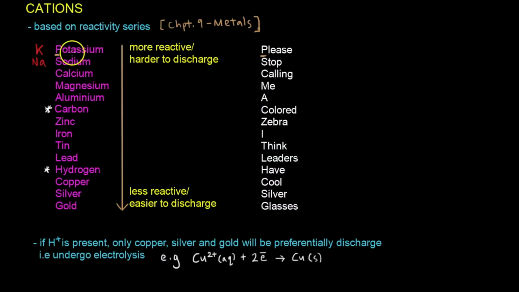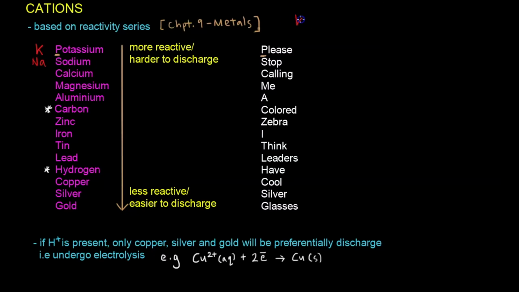Anyway, back to this. So we learned in chapter 9 that this is the reactivity series. We learned the first part, more reactive all the way to less reactive. But now, in the case of electrolysis, we have to flip it around. Basically, whatever is on top that's more reactive is now harder to discharge. It means it's harder to be reduced.